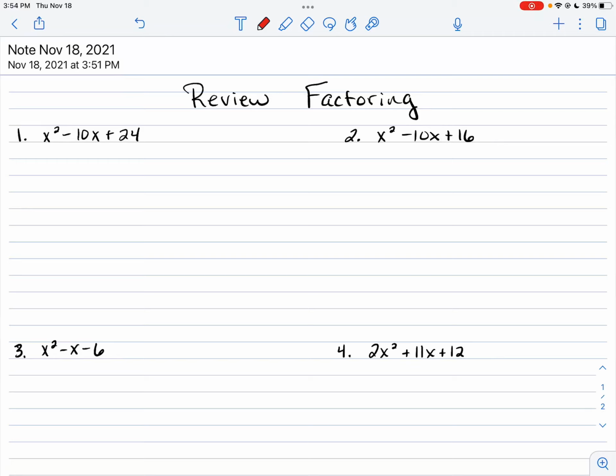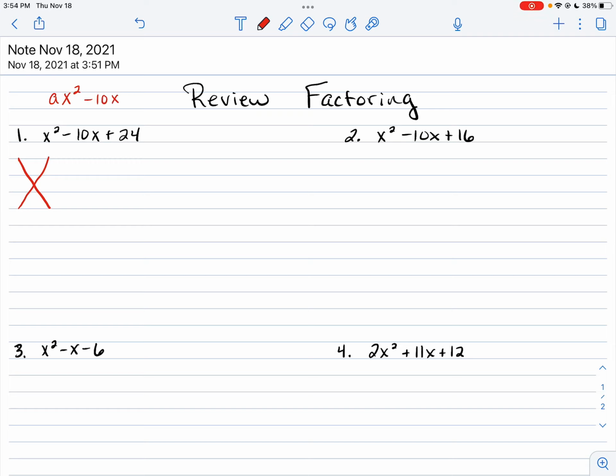All right, so to review factoring, basically all we're doing is unfoiling or undistributing two binomials. So for this first problem here, where we have x squared minus 10x plus 24, I like to use this diamond method to help me come up with what the factors are.